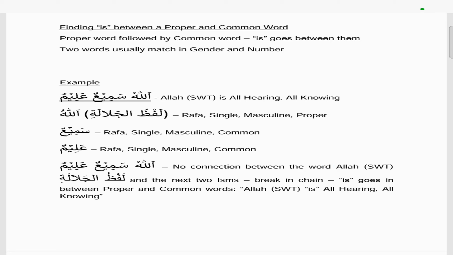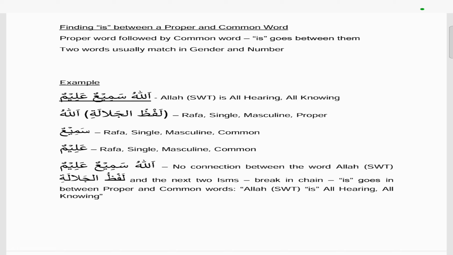So an example here would be Allahu Sami'un Alimun, which means Allah is all hearing, all knowing. So the lafzul jalala, the word Allah, is rafa because of the dhamma. It's singular, it's masculine, and it's proper. Whereas Sami'un, it's rafa because of the dhamma. It's singular, it's masculine, but it's common. It's not proper. There's no reason to make it proper. It doesn't fall in any of the categories. And alimun, again, it's rafa because of the dhammatain, it's singular, it's masculine, and it's common. Again, there's no reason to make it proper.